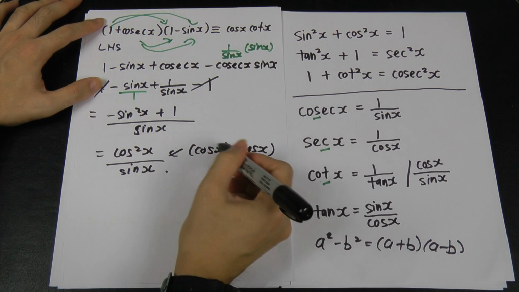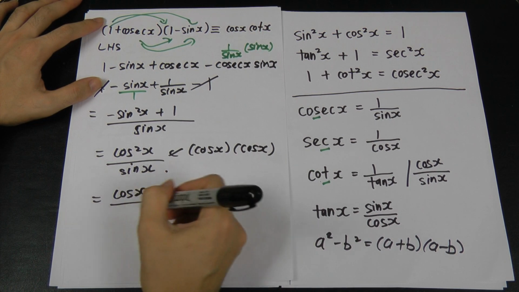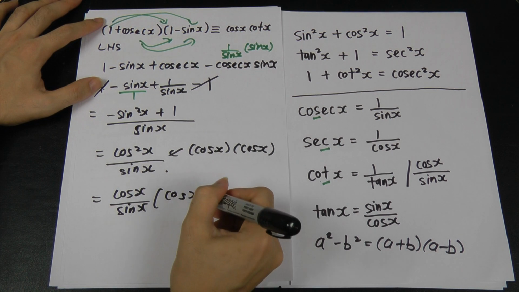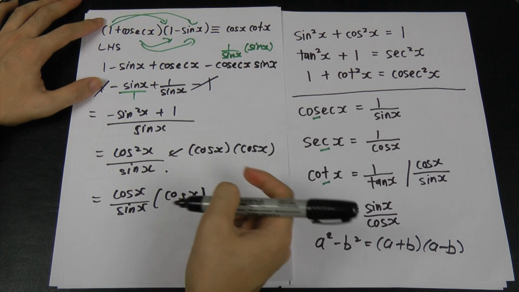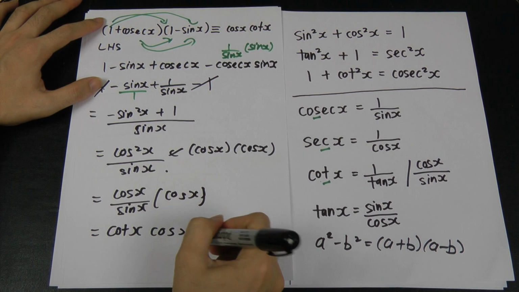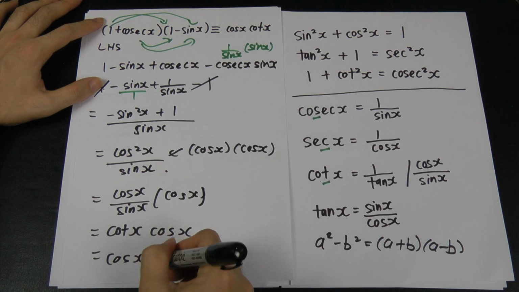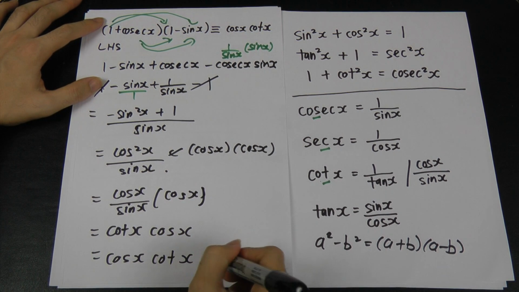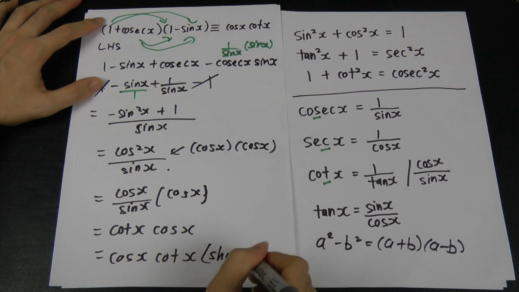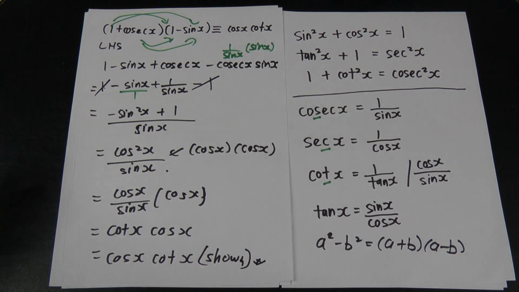So cos x over sine x, which we know is cotangent, and this is cos x. So therefore, I will get cotangent x and cos x. And then I will rewrite to make it look like this, so I write cos x cotangent x. Then I write shown. Or you can write proven or shown, depending on whether the question asks you to show or prove. Alright, so this is how I do this kind of question.